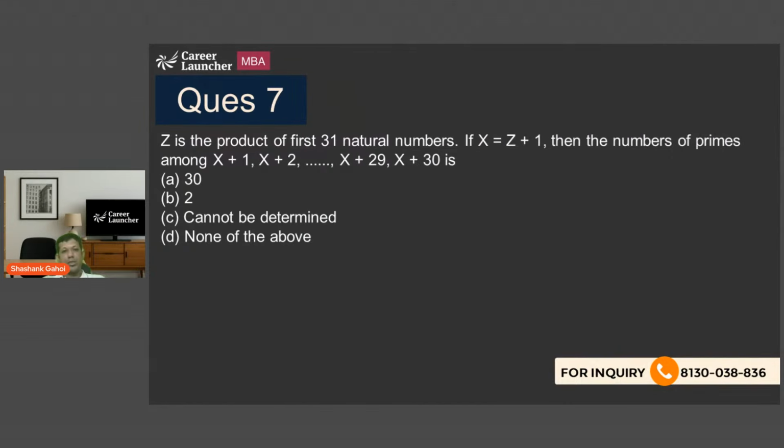Now, this is a very, very good question. This question says that Z is the product of first 31 natural numbers. It means what can be said about Z? It means Z is 1 into 2 into 3 up to 31. So I can say Z is equal to 31 factorial.